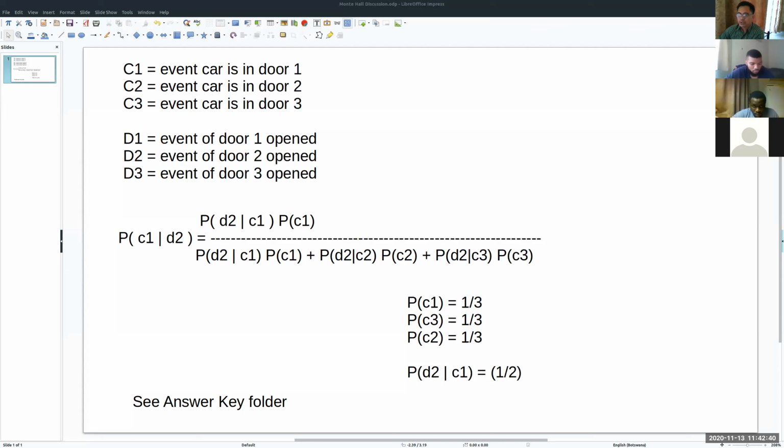Okay, so there's one thing that I didn't consider. Even if this is the choice of the host, we are saying that we include the information of the door that is being chosen by the player. So in this case, the player has chosen door 2. Okay, so that means, let's put that one again.